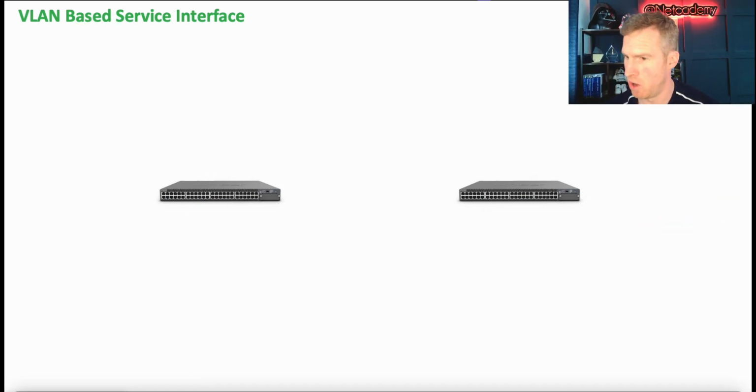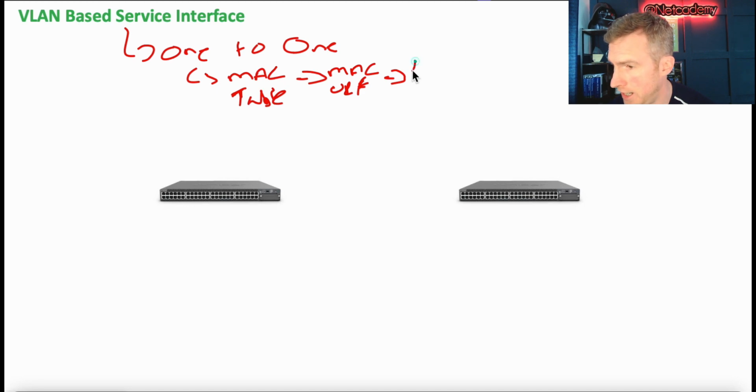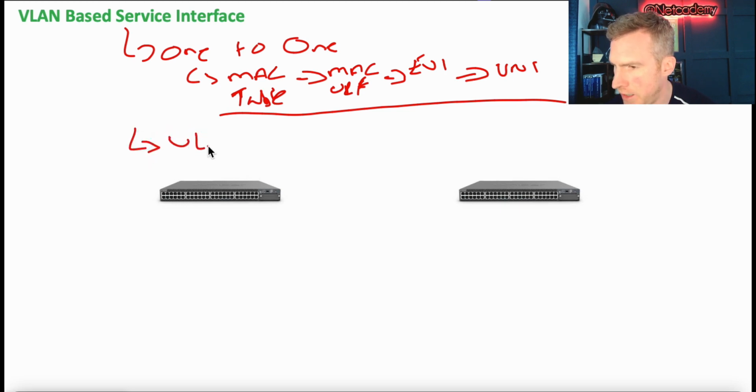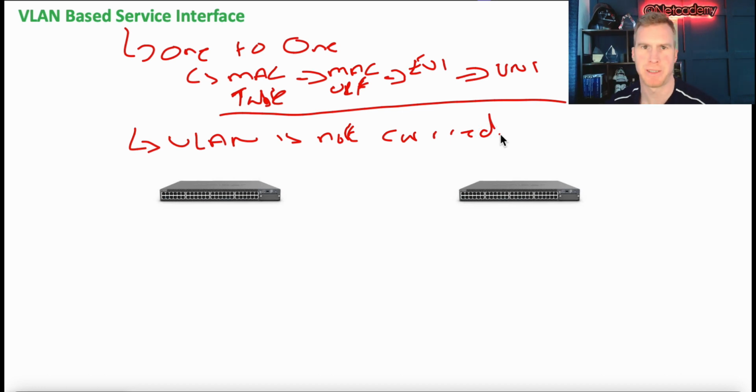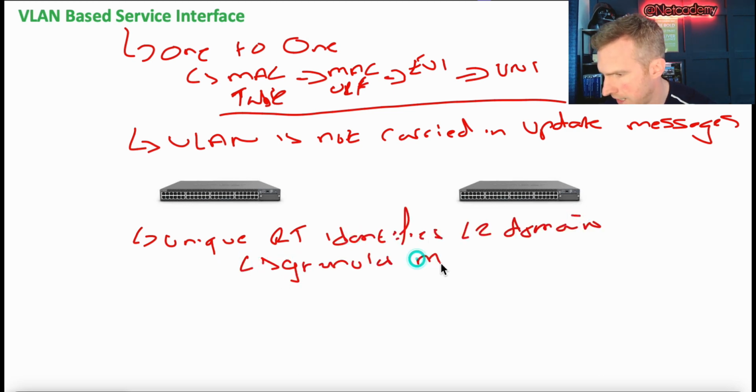And so I've tidied the display up a lot, but to summarize what the VLAN based service interface is, the big point to take away is that this is a 1-to-1 mapping. We have a MAC table, which is aligned to a MAC VRF table, 1-to-1 mapping. This is then aligned and configured to participate in a dedicated EVPN virtual instance. And this will also have its own dedicated virtual network identifier. So everything is done on a 1-to-1 basis. And again, that VLAN is not carried in the update messages, because we have a unique root target which identifies that layer 2 domain and also allows for granular MAC import on the receiving device.